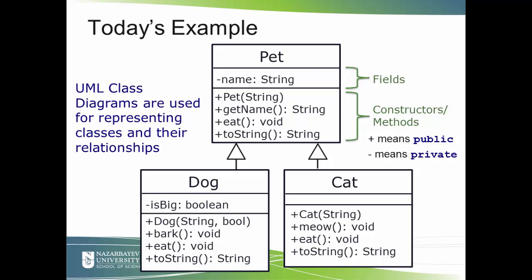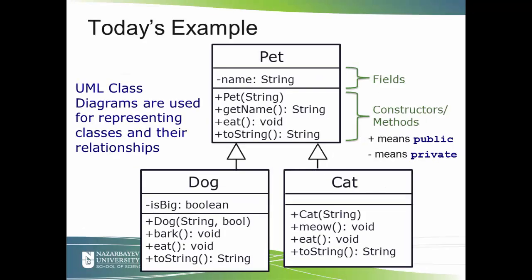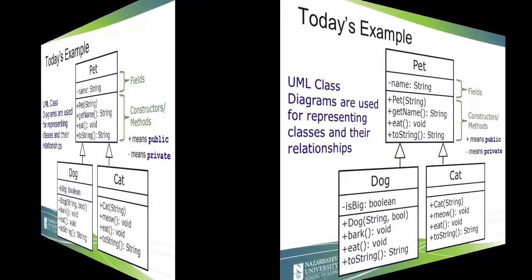Okay, so what this is showing here is that we have this class pet with a single field called name, and it has a constructor called pet, and it has these three methods: getName, eat, and toString. Furthermore, we have these two other classes down here called dog and cat, and we see that dog has a single field called isBig of type boolean, which is private, and then it has a constructor and three of its own methods. And with the cat class, we see that it doesn't have any fields, but it does have a constructor and three of its methods.